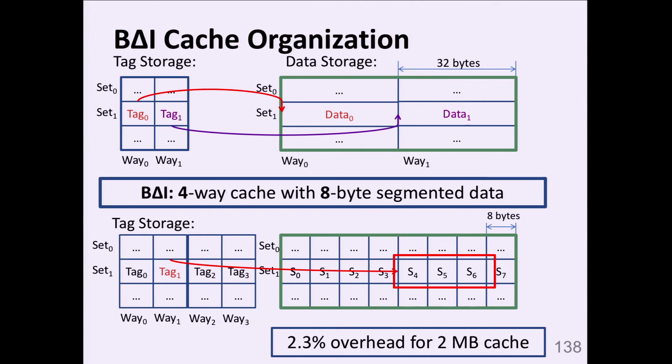It turns out the overhead is about 2.3% additional hardware for a 2-megabyte cache. Of course, the downside over here is you can store only 4 cache blocks, whereas you may actually have better compressibility. So if you want to store many more cache blocks, then you need to increase the tag size, which adds more overhead, number of tags.